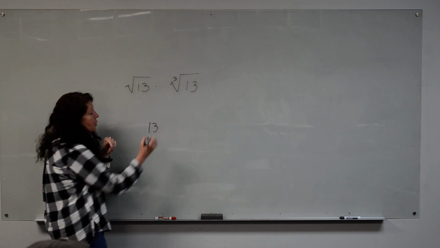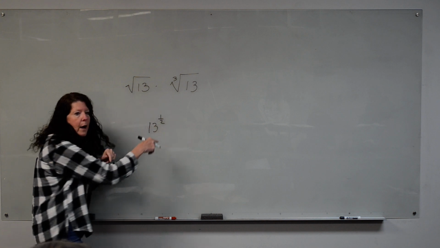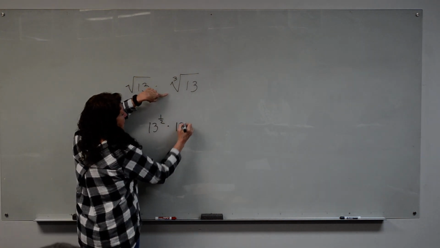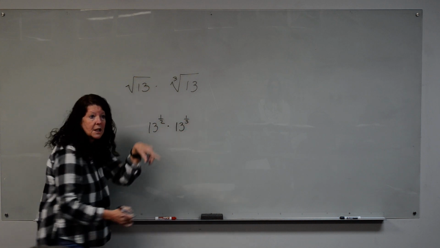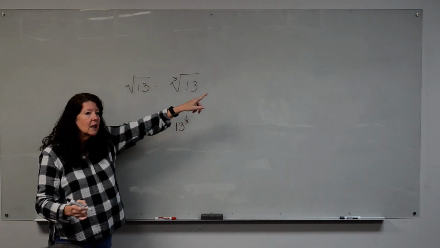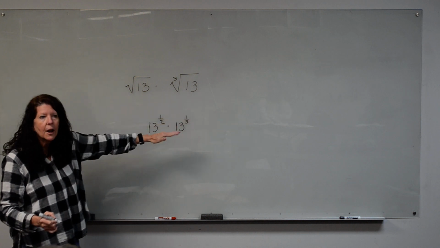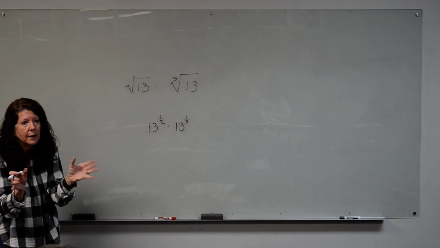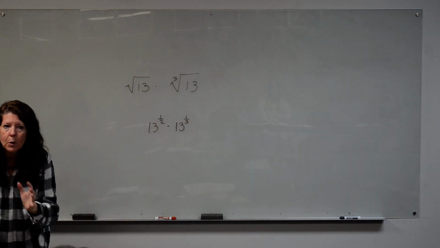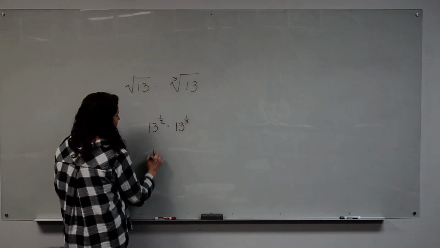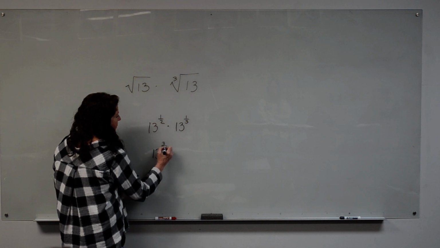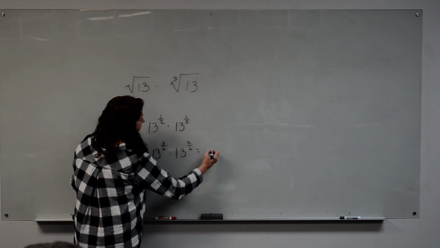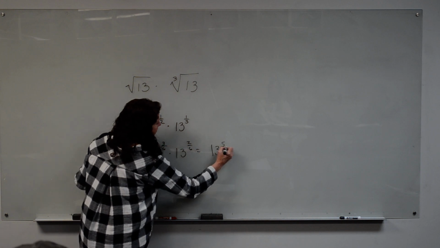13 to the 1/2, because it's the square root of 13. How do I write this one? 13 to the 1/3. Now I'll do just like I did with the x's. I find a common denominator. So the common denominator is 6, or I do it on my calculator. 1/2 plus 1/3, so with a common denominator of 6, I have 3 over 6 plus 2 over 6, which is going to give me 13 to the 5/6.